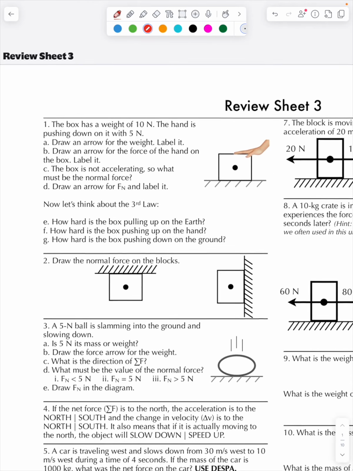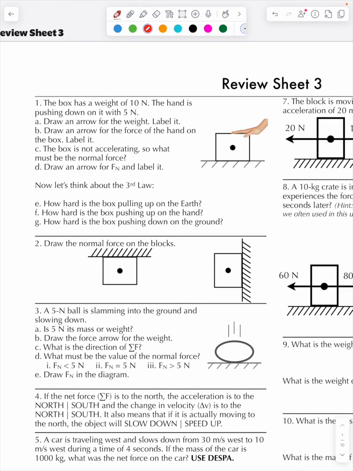So number 1: the box has a weight of 10 newtons. The hand is pushing down on it with 5 newtons. Draw an arrow for the weight. So again, I'm not happy with the way I wrote this review sheet. I just kind of start with a topic we get into a little bit later, including that third law, that second part of this problem. So excuse me that it's not really scaffolded well. But let's just start doing it.